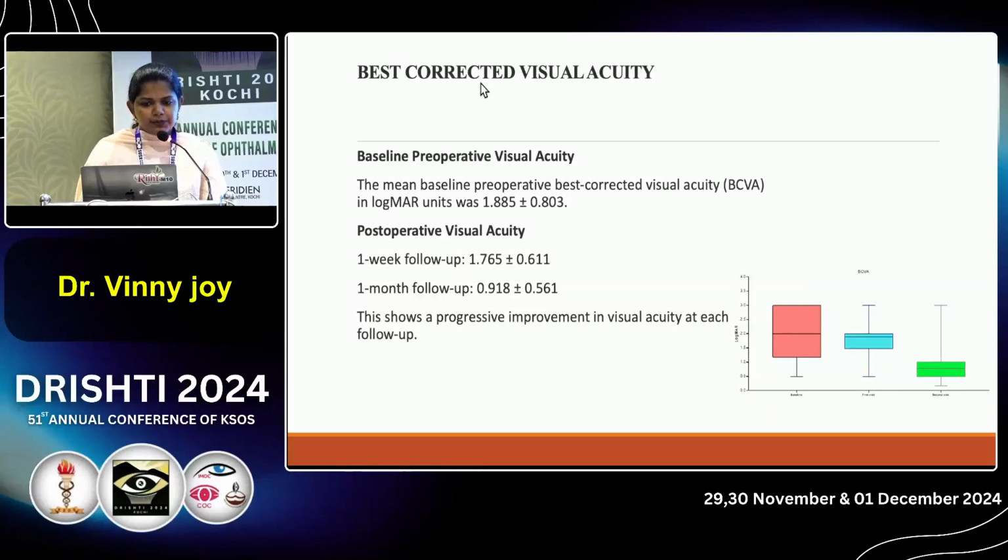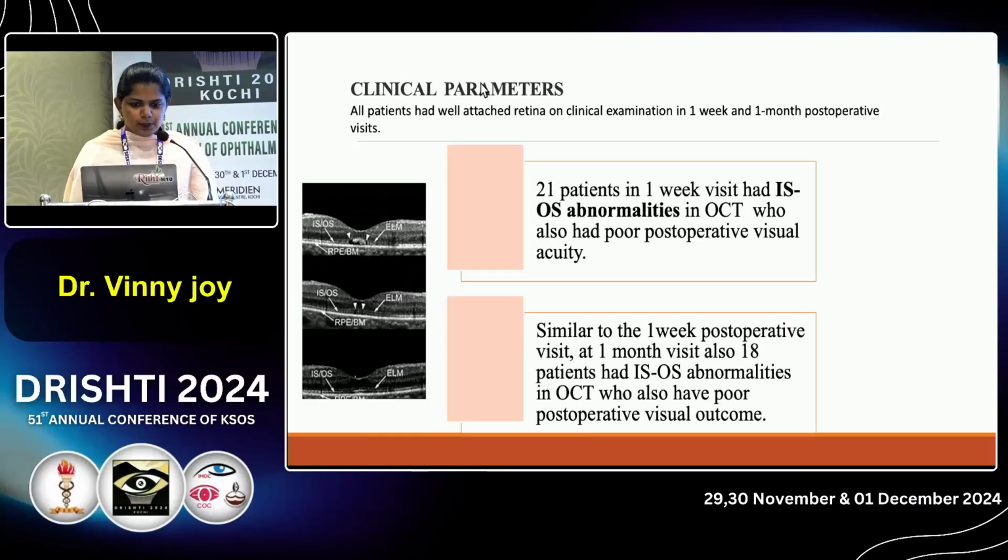Coming to best corrected visual acuity: baseline preoperative best corrected visual acuity in logMAR was 1.885 plus or minus 0.803, and the postoperative visual acuity at 1 week was 1.765 plus or minus 0.611, and at 1 month was 0.918 plus or minus 0.561. This shows a progressive improvement in visual acuity at each follow-up.